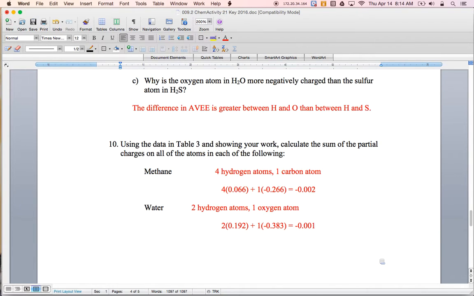Number 10 just wants you to add up the sum of all the partial charges on the atoms in each of the following. So we have to use the data in Table 3, and we have to think about how many of each atom are present. Methane has 4 hydrogen atoms, so we take 4 times the partial charge on hydrogen, add that to 1 times the partial charge on carbon, we get our answer. For water, we do 2 times the partial charge on hydrogen in water, plus 1 times the partial charge on oxygen, we get a negative 0.001. For all practical purposes, these two answers really are 0.